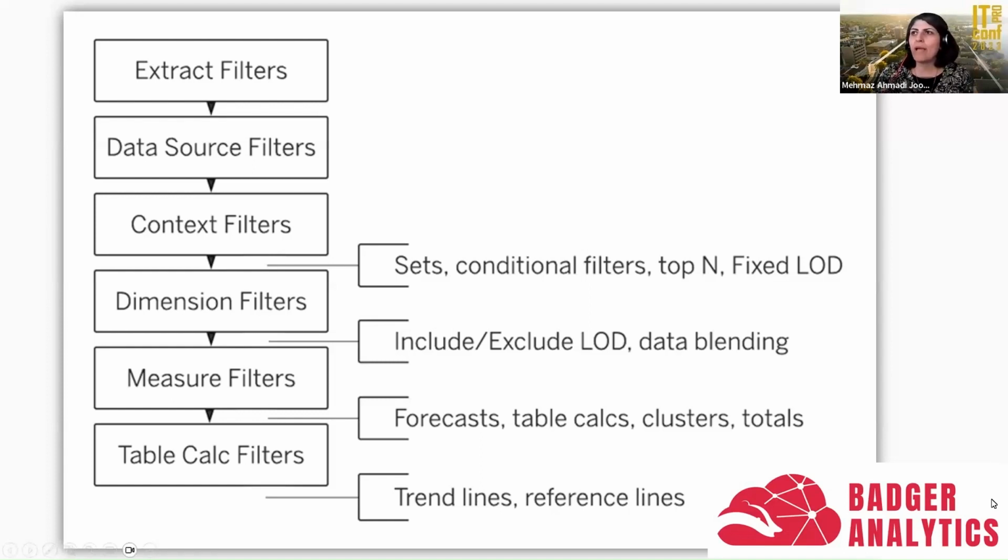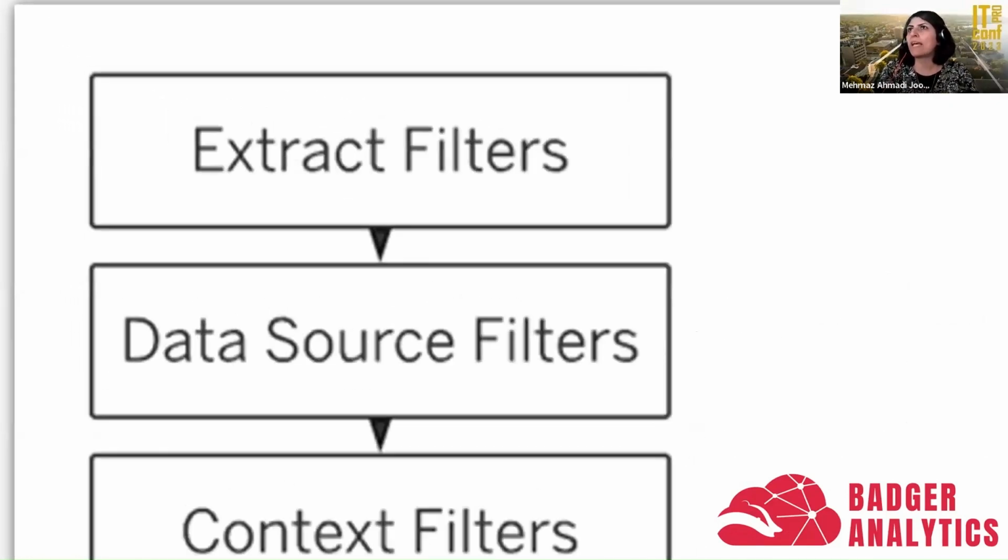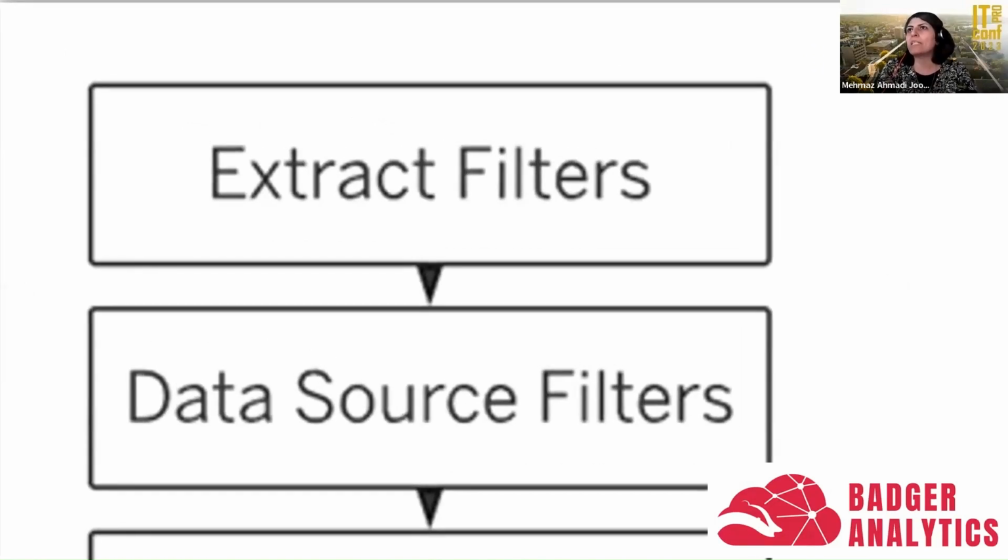Based on this mapping, before all these things can happen, if you have any filtering in your extract or data source, those are going to take precedence. I'm going to get into that and show you an example of it. So let's take a look at them. First of all, these two, extract filters and data source filters, what are they?